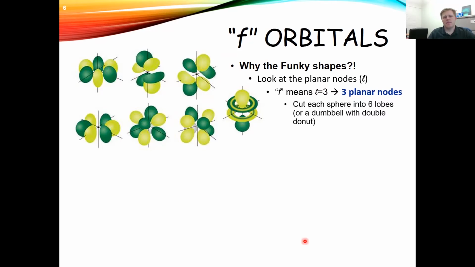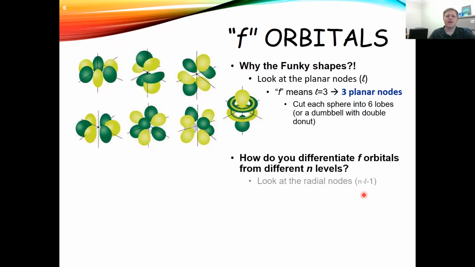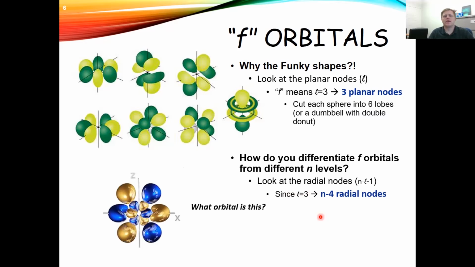But these planar nodes are what are chopping up our f orbitals, and you differentiate the different f orbitals by looking at the radial nodes. And since l equals 3 for an f orbital, you're going to have n minus 4 radial nodes. So I could give you a problem like this and ask, what orbital is this that I'm showing you? Now, you wouldn't have to give me that xy minus z squared stuff, but you would have to be able to tell me what the n value is and whether it's an s, p, d, or f orbital.